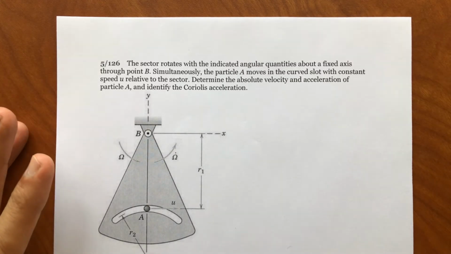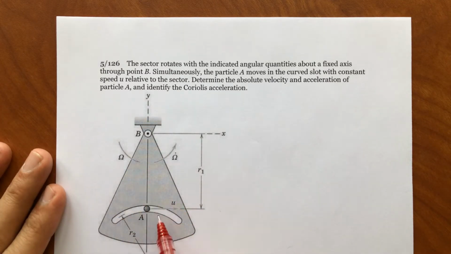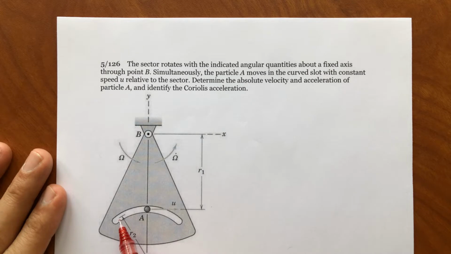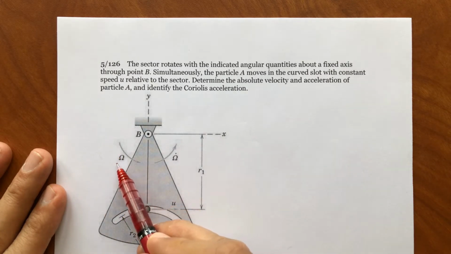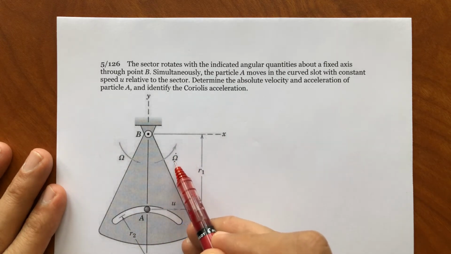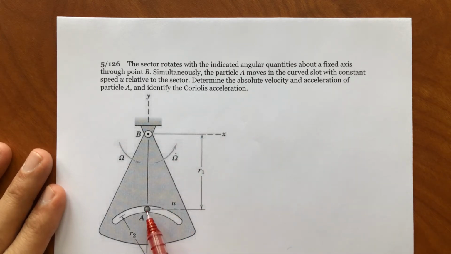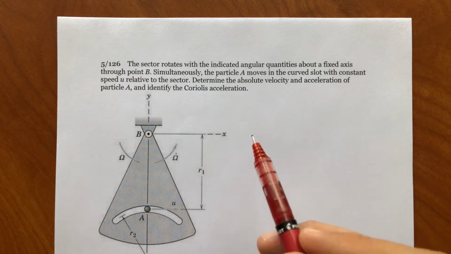Problem 126, chapter 5. Here we have this part which has the circular slot on it. The whole part is moving with angular velocity of capital Omega, and angular acceleration of capital Omega dot. And we have this particle which is moving on this slot. And at the moment, it is moving to the right with the constant speed of u, which is given.